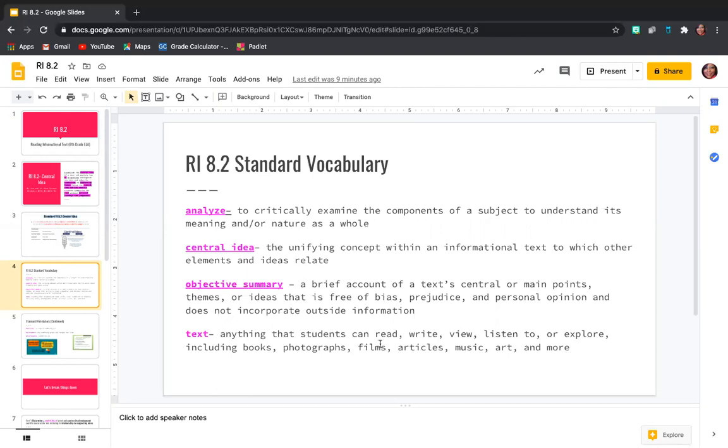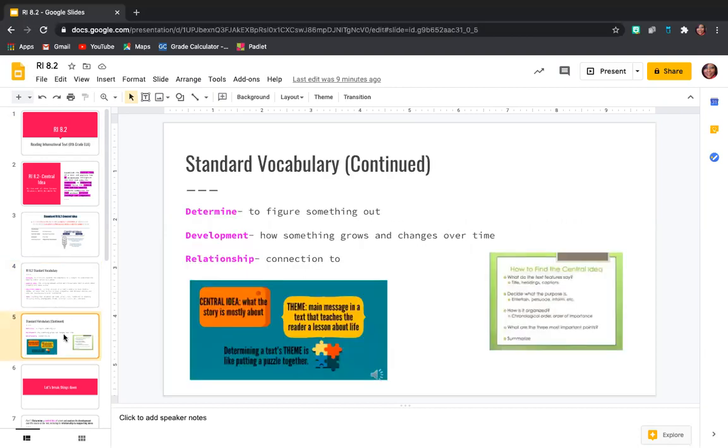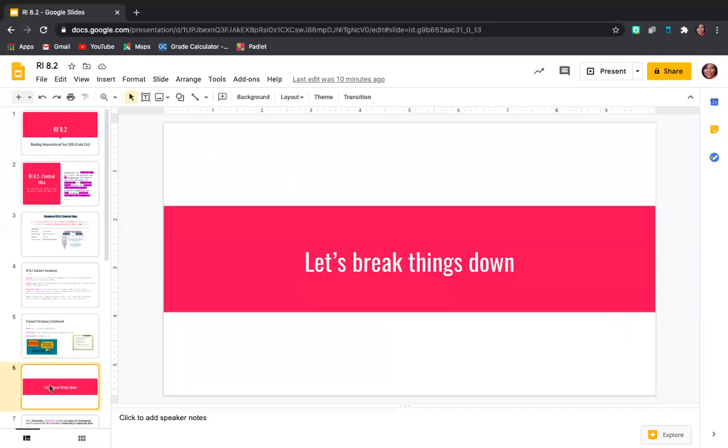Text: anything that students can read, write, view, listen to, or explore, including books, photographs, films, articles, music, art, and more. Our vocabulary continued: determine, to figure something out. Development, how something grows and changes over time. And relationship, connection to. And there are some more pictures in this slide as well for you to further understand central idea.